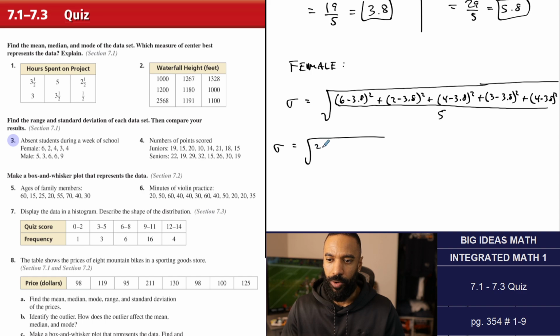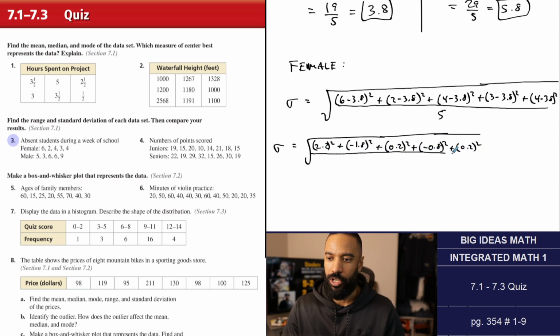Okay, so that's 2.2 squared plus negative 1.8 squared plus 0.2 squared plus negative 0.8 squared plus 0.2 squared.